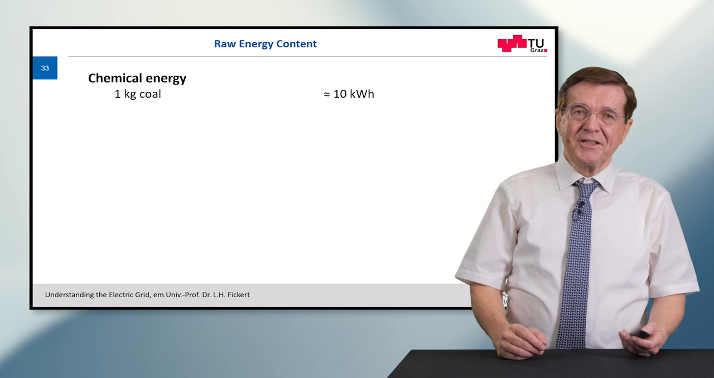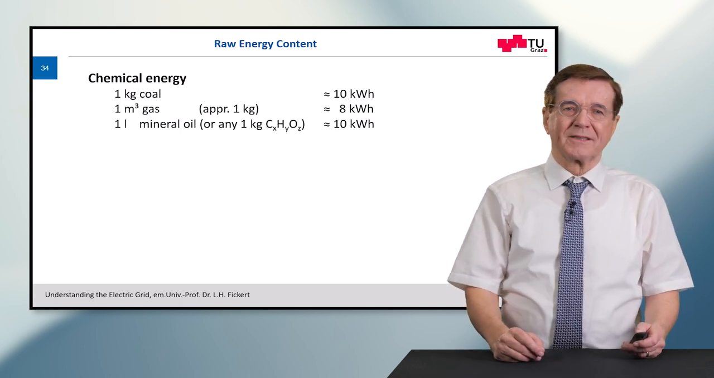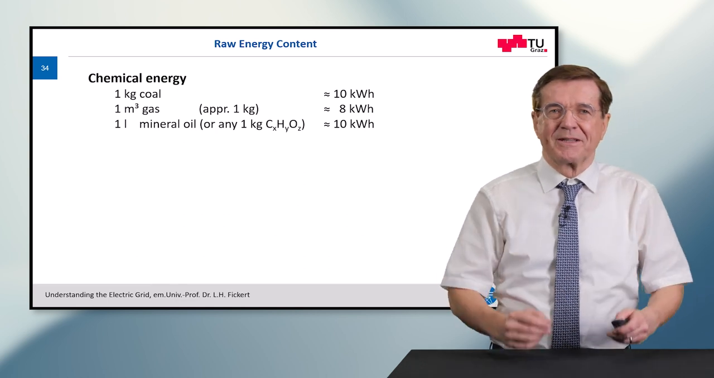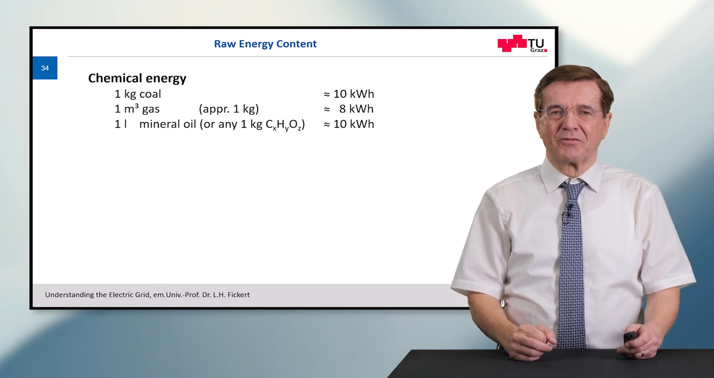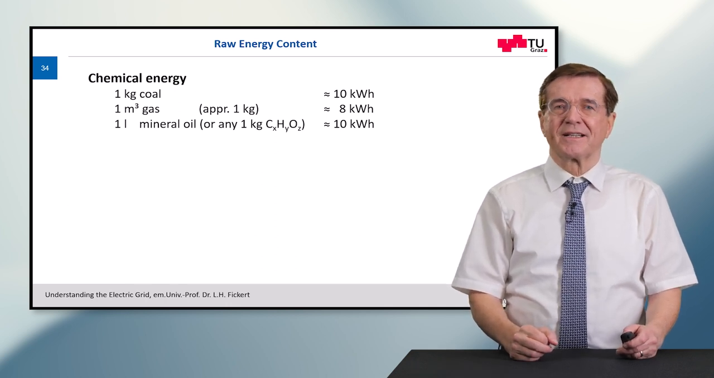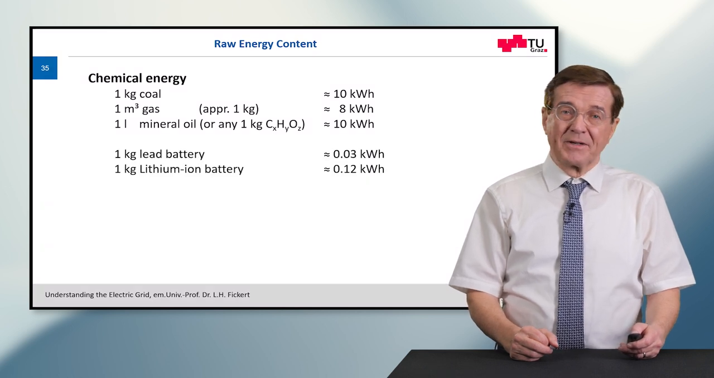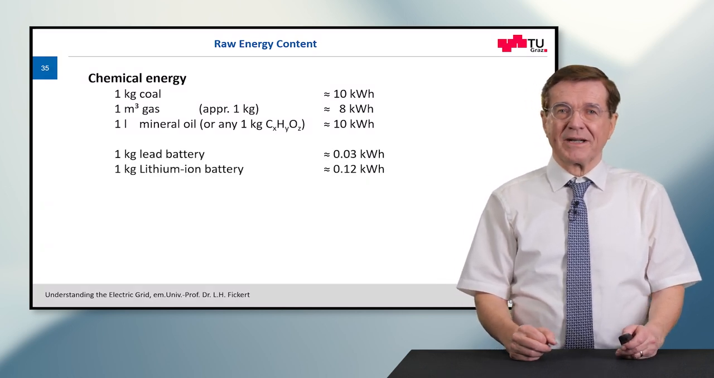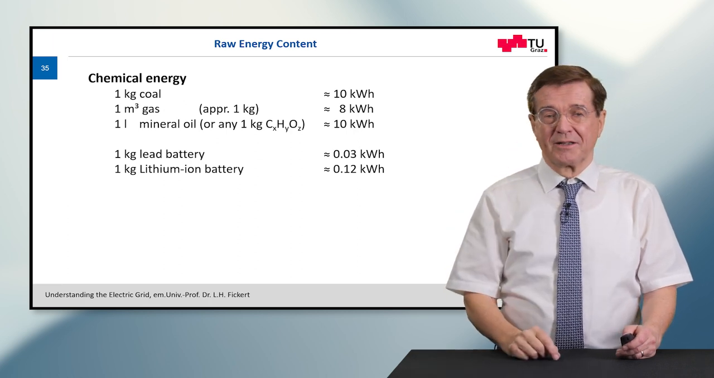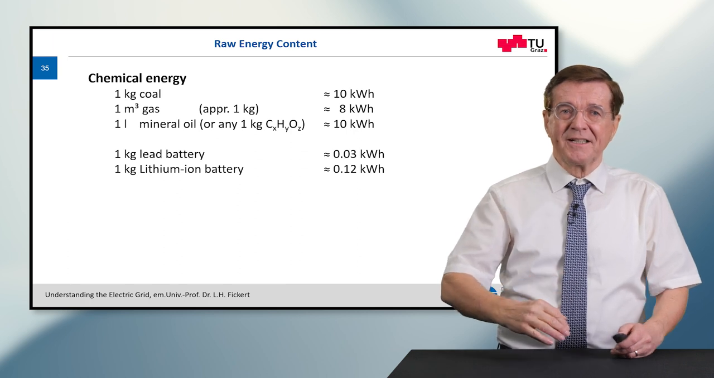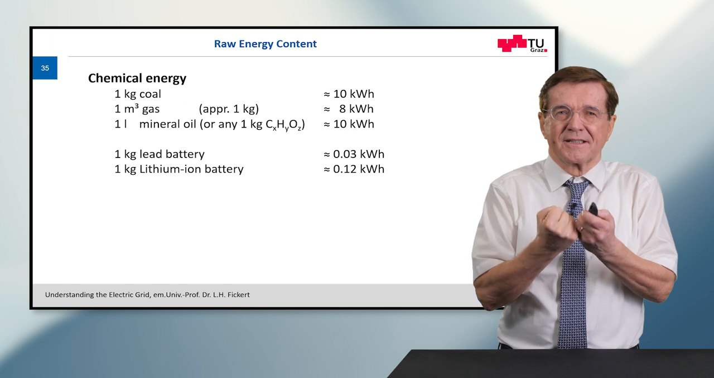For chemical energy, there is a general rule: 1 kilogram of coal, 1 kilogram of gas or cubic meter of gas, or 1 liter of mineral oil, which again is 1 kilogram of carbohydrates, is something like 10 kilowatt hours as raw energy. Then compare it to the energy content of a battery, 1 kilogram is only 0.03 kilowatt hours, so much less. So you see, in chemical energy, there is a high power density and high energy density.